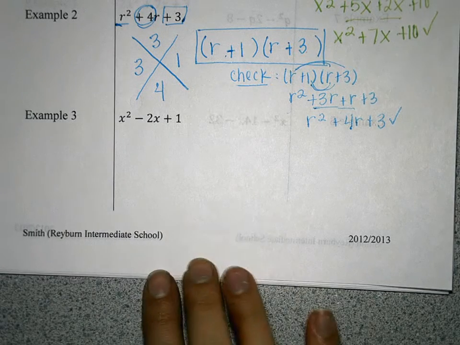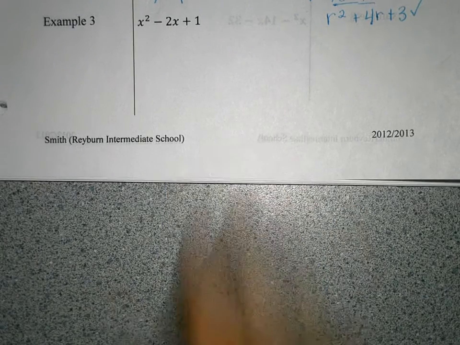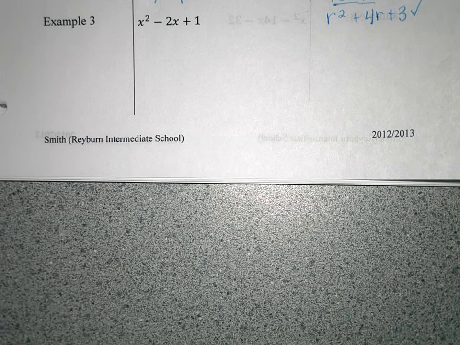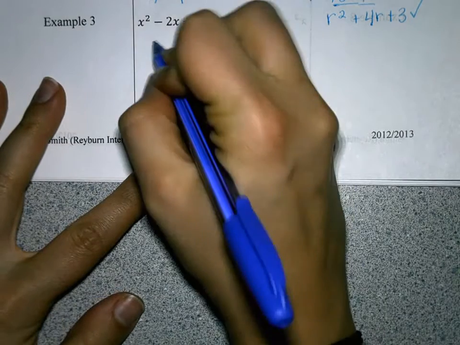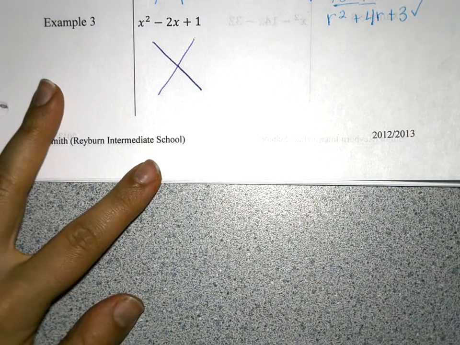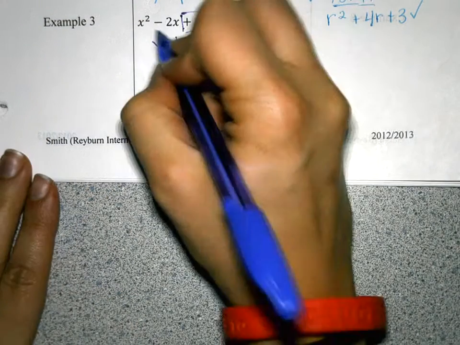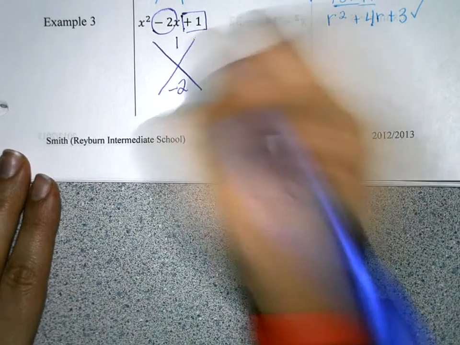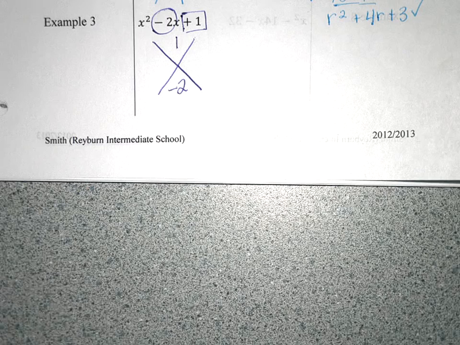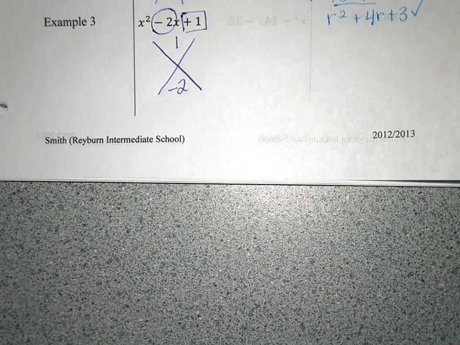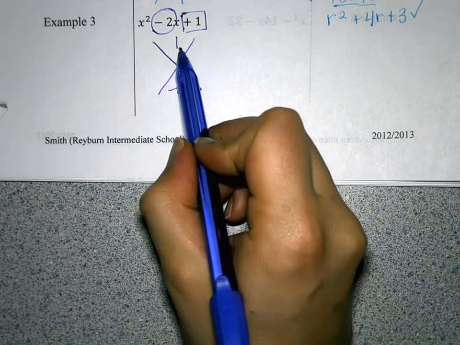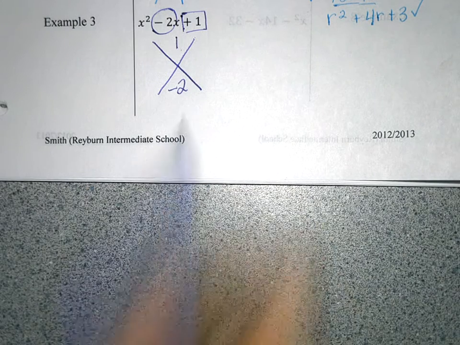Example 3. This time we have a negative involved. We have x squared minus 2x plus 1. So I'm going to set up my diamond. Plus 1 goes in the top, and negative 2 goes in the bottom. Now I'm trying to find two numbers that multiply to positive 1 but add up to negative 2.